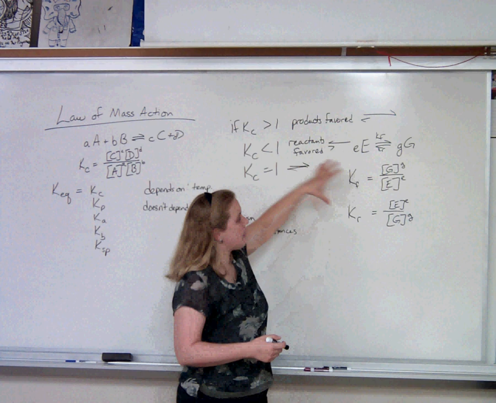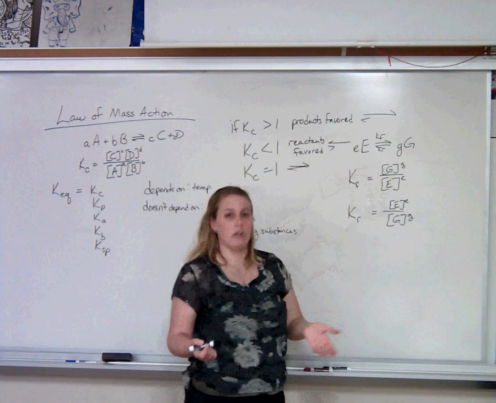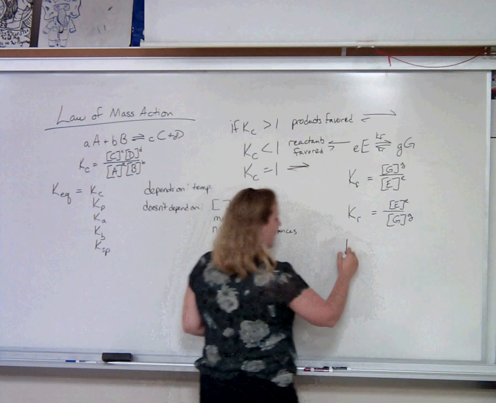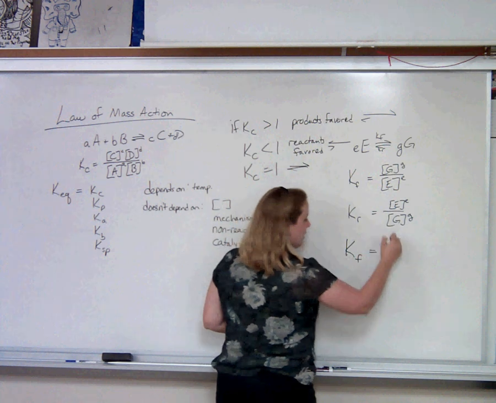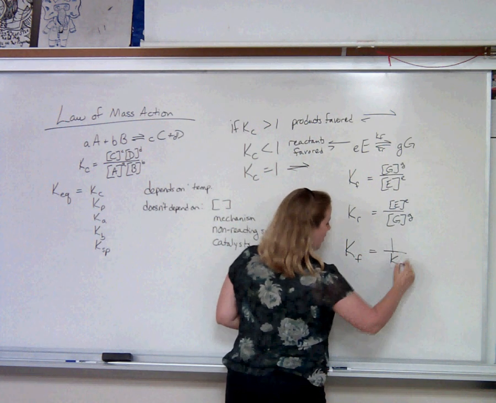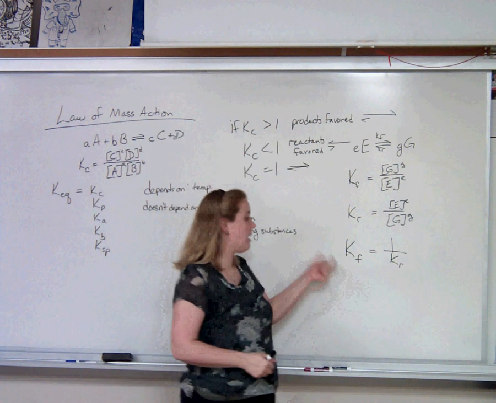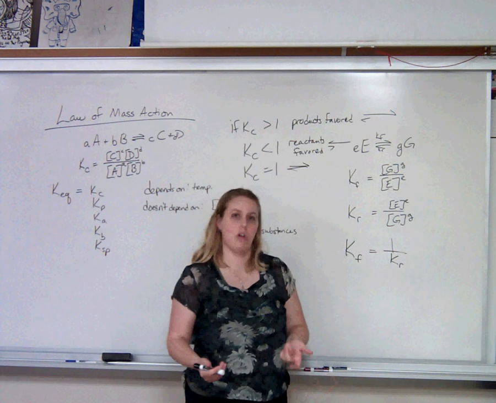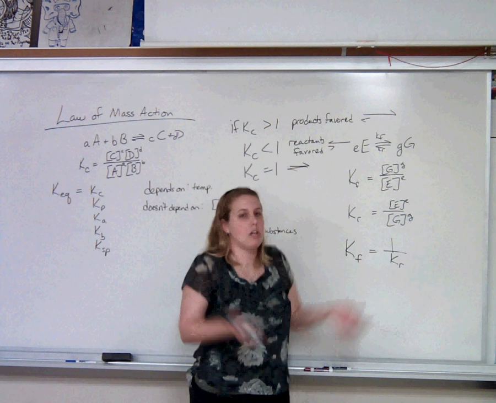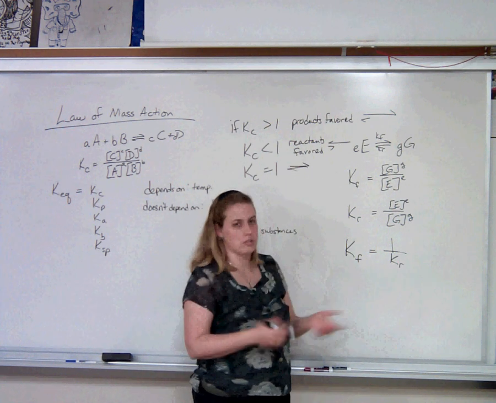So the relationship between these two is that they're inverted, which means that if you have Kf, that is the inverse of Kr, which is a handy trick when you get to the test and you're trying to save some time. If they give you the forward reaction and they want to know what is the equilibrium expression of the reverse, you just take the inverse of it, and vice versa. It works just the same.